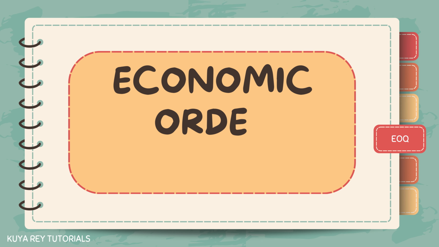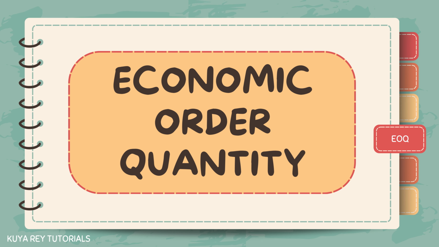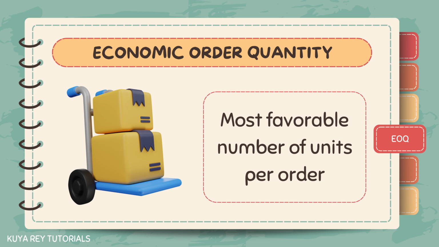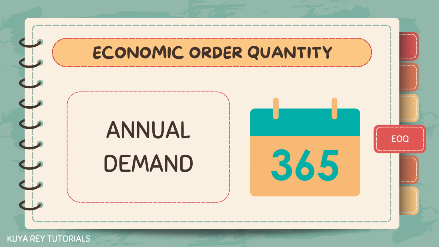How about economic order quantity? What question does it answer? EOQ, for short, determines the most favorable number of units per order, and it needs the following. Annual demand for the particular material, AD.